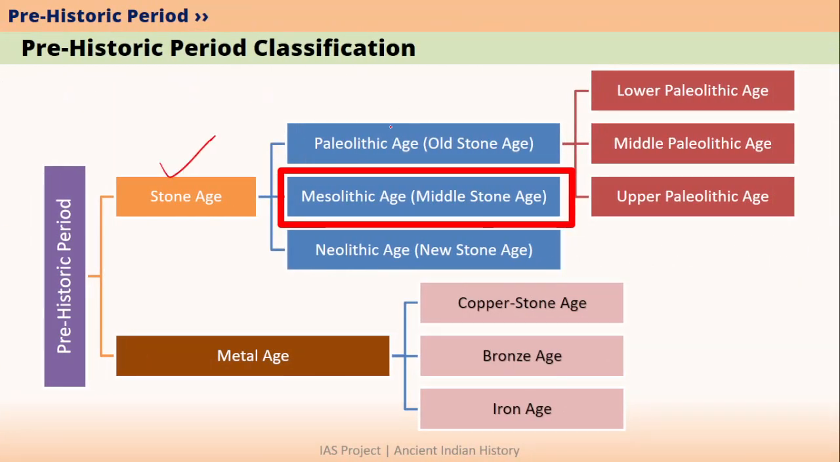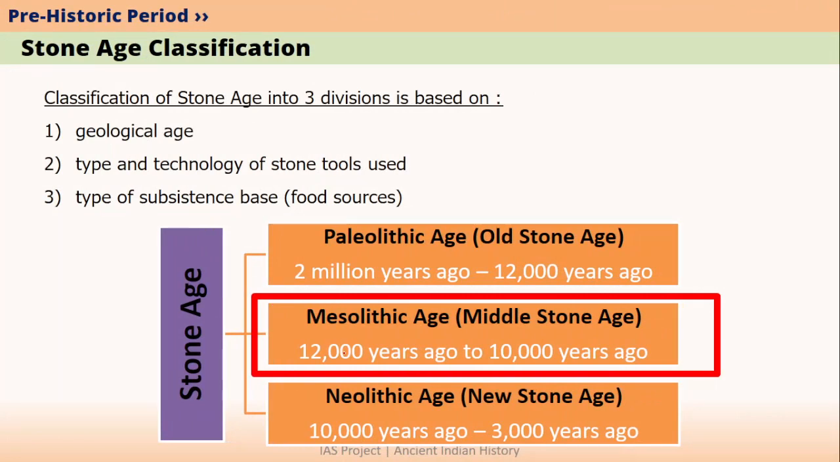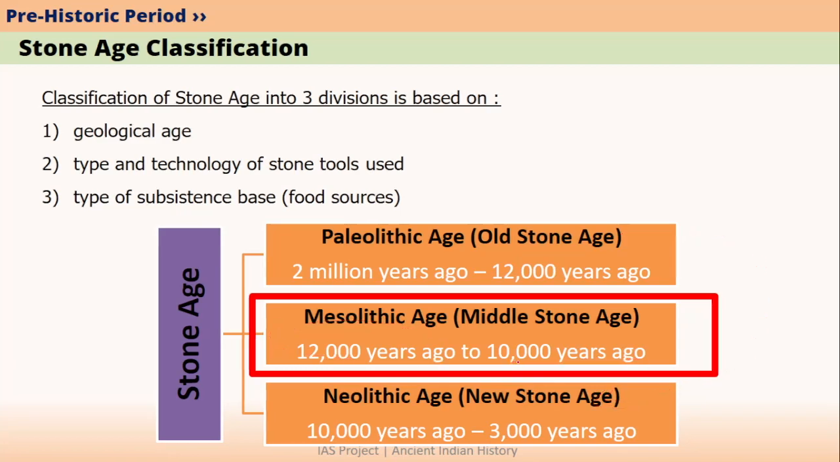So we talked about Stone Age, Paleolithic Age, and three parts of Paleolithic Age as well. Now let's talk about Mesolithic Age. Mesolithic Age is basically a transitional period from Paleolithic Age to Neolithic Age. It started somewhere around 12,000 years ago and it lasted only for 2 or 3,000 years and it ended at 10,000 years ago. These timelines are basically a generalization and they are not fixed for every region in India. So you have to make that kind of allowance whenever you're studying different regions.